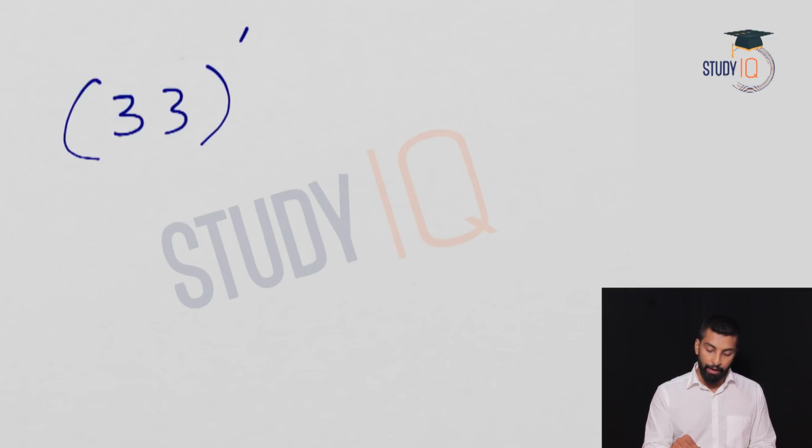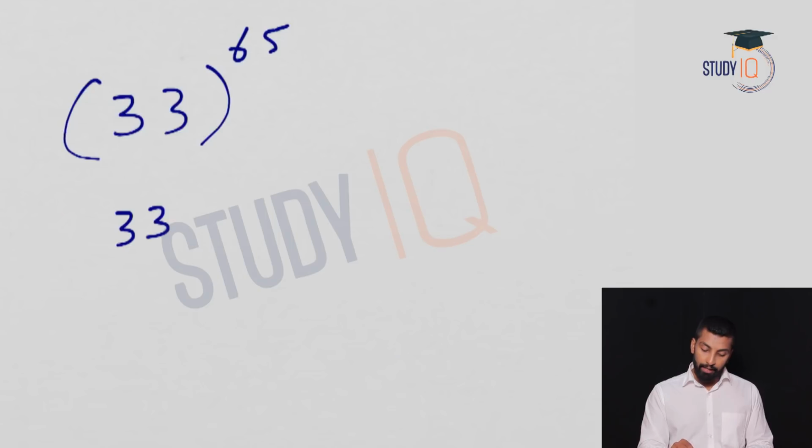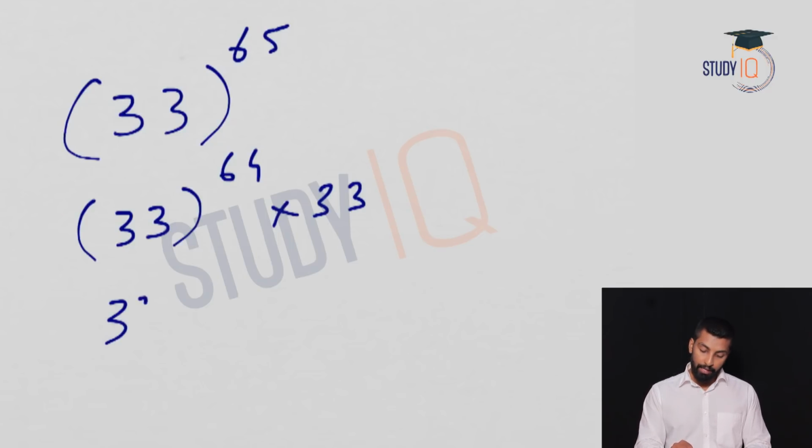One more example if you want. Now what if your question is 33 raised to 65, right? Then you will write it as 33 raised to 64 into 33. Now 33 raised to 64, you already got the last two digits, that is 21.